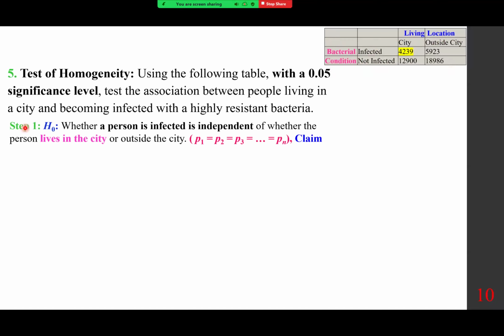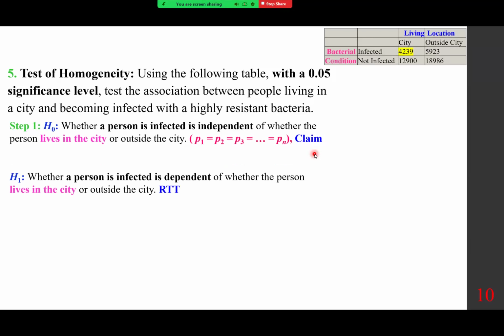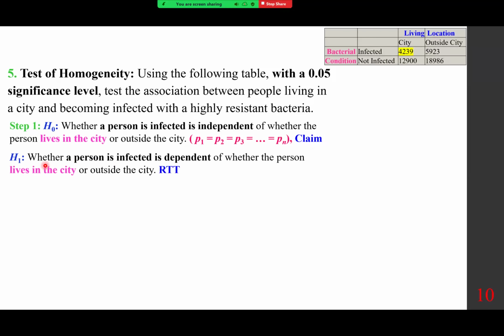So first and foremost, step one, H0. Whether a person is infected is independent of whether a person lives in the city or outside the city. P1 equals P2, P3, and so forth. That is the claim. And H1: whether a person is infected is dependent on whether a person lives in a city or outside the city. And we make it a right tail test on purpose.